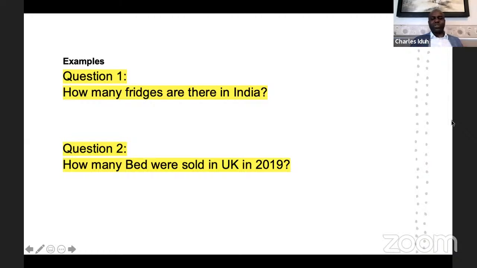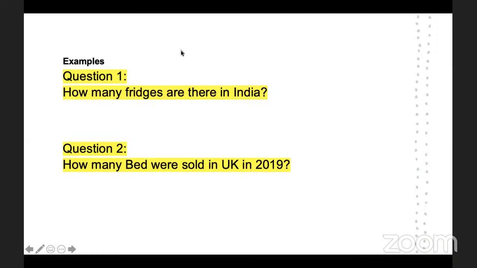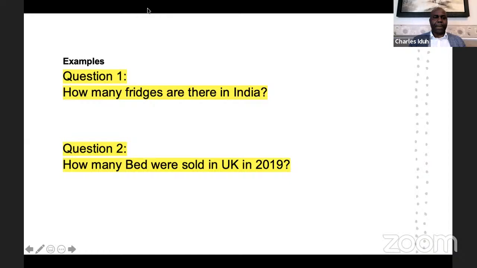How many fridges? Leave question 2 for now. How many fridges are there in India? Just give an estimate.